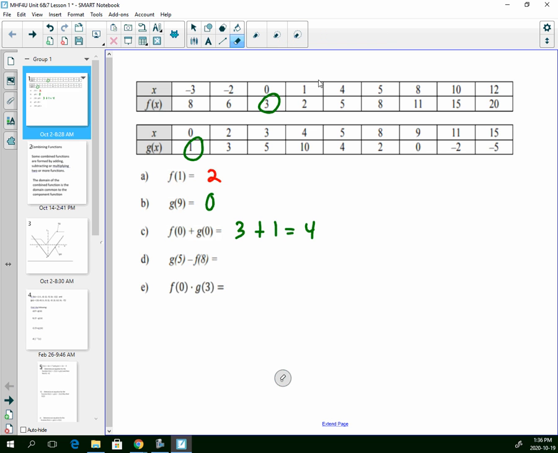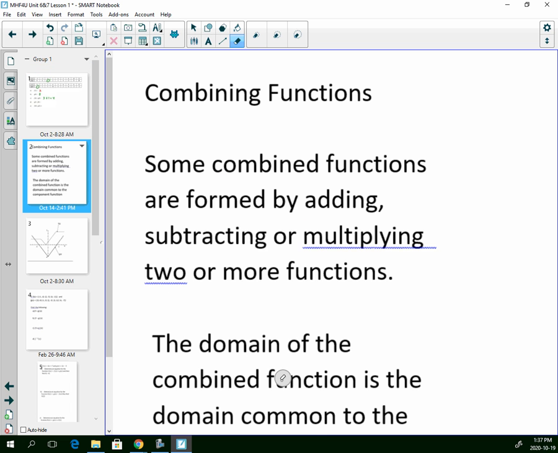So those are pretty easy to do. We already know how to do those: finding values with function notation, and we know how to do that with ordered pairs, with graphs, and with equations. Okay, so we're going to look at combining functions. We can combine functions by adding, subtracting, or multiplying them together.